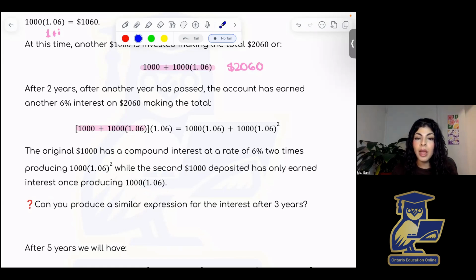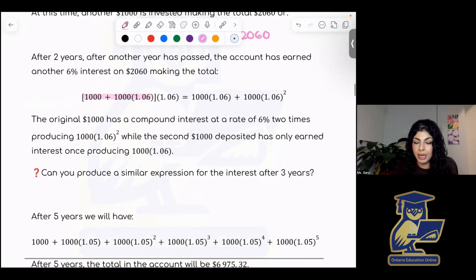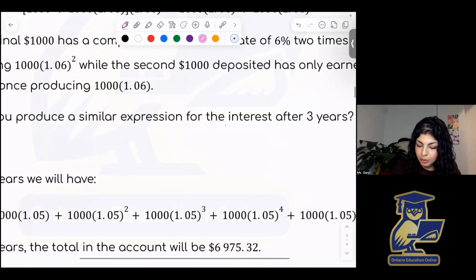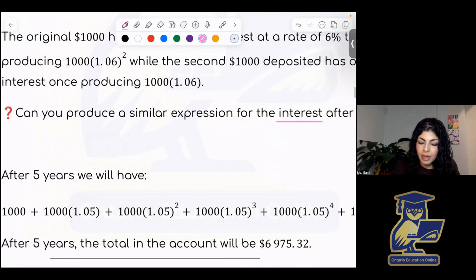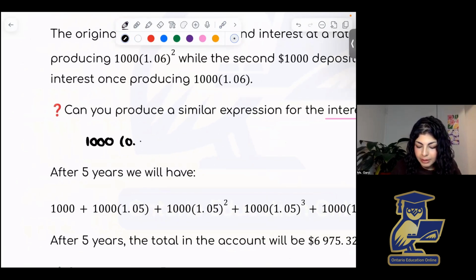So now, following this pattern, can you produce a similar expression for the interest? And this is just for the interest after 3 years. So keep in mind from the first year, we have 0.06, but after another year, this has now earned interest 3 times.